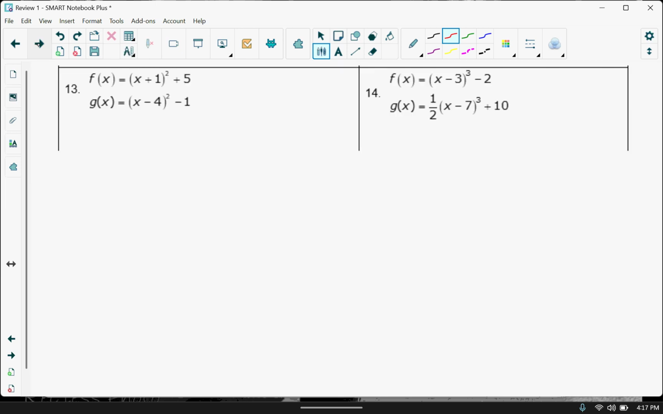Okay, the next one gets a little fancier because now you're not at the origin anymore for your parent function. So the parent function of this first one is going to be at -1, 5. And the second one is going to have the vertex at +4, -1. Now, since we're not dealing with zeros at all, it might be a good idea to just actually draw the x-axis. So let's look at the x's first.